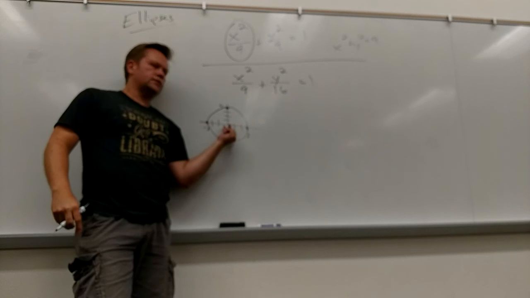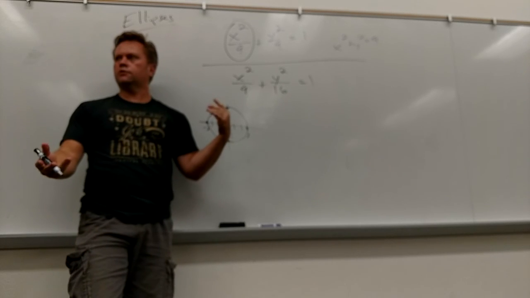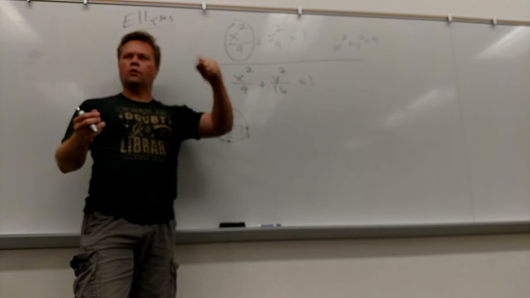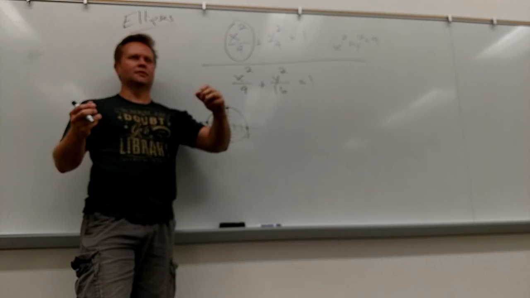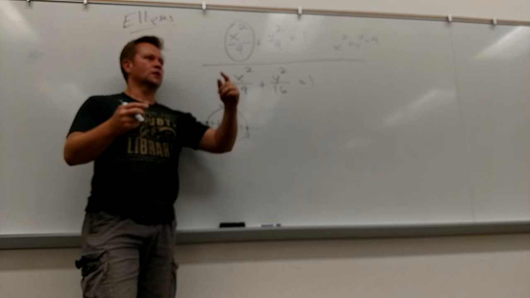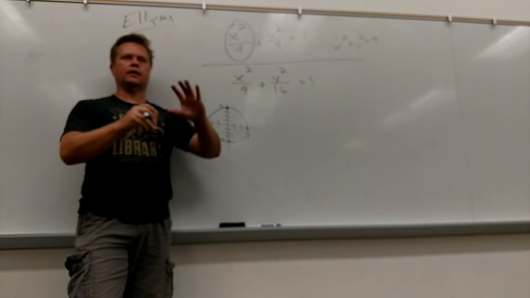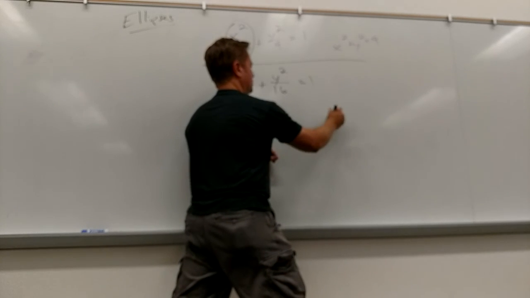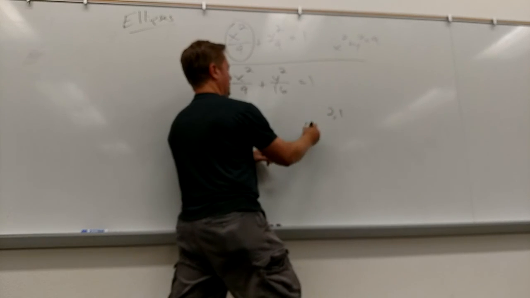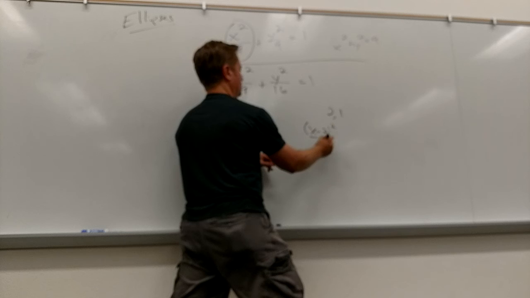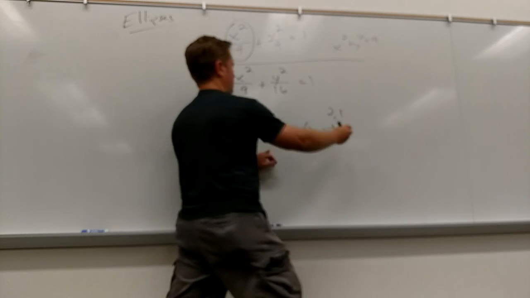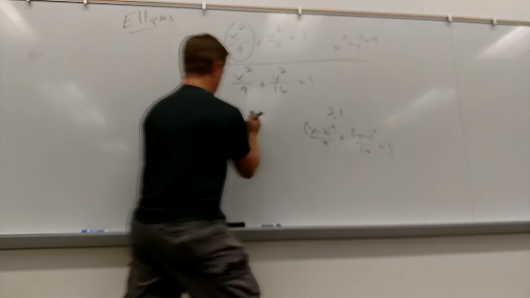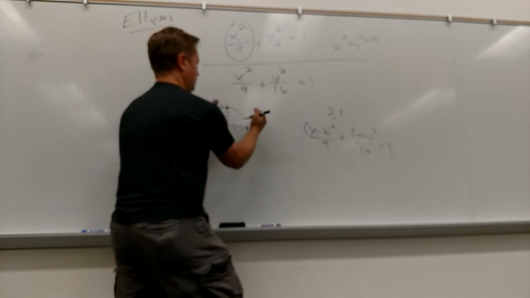Why did I start at 0, 0? Why is 0, 0 the center? What would it look like if 0, 0 wasn't the center? It wouldn't be on the outside. So if I wanted the center to be at 2, 1, I would have to make this x minus 2 squared, which would move it over 2, plus y minus 1 squared. Same shape, just over 2, up 1.